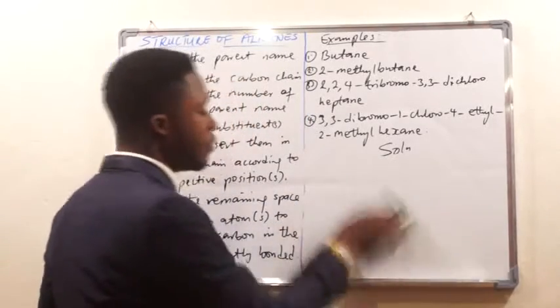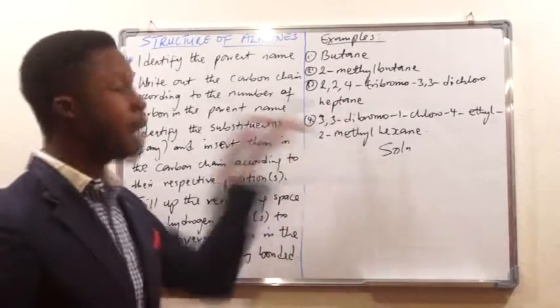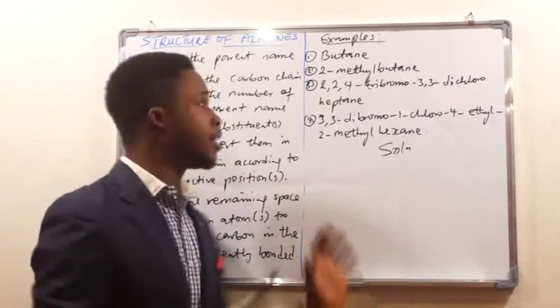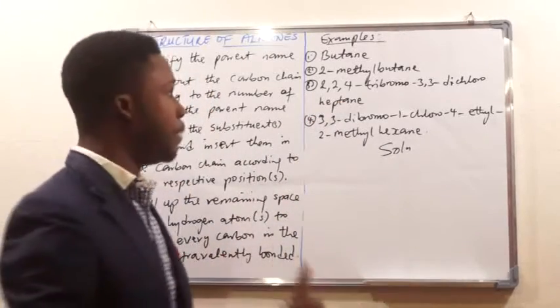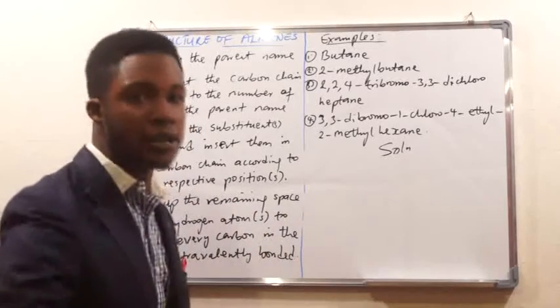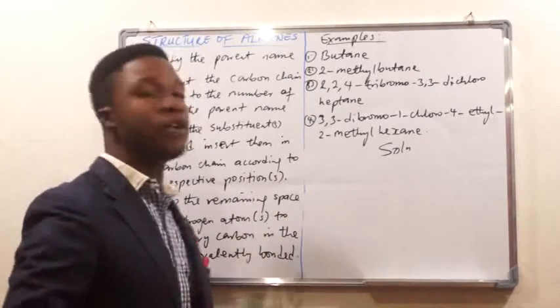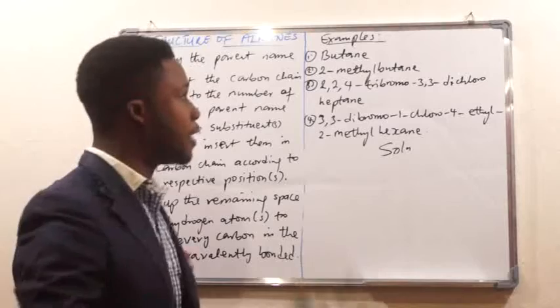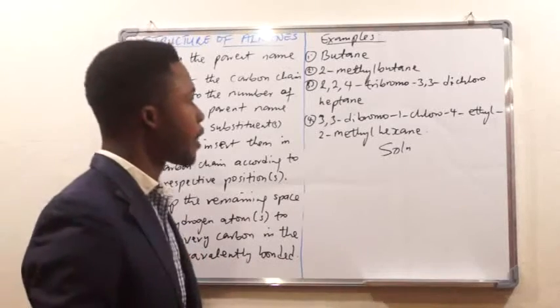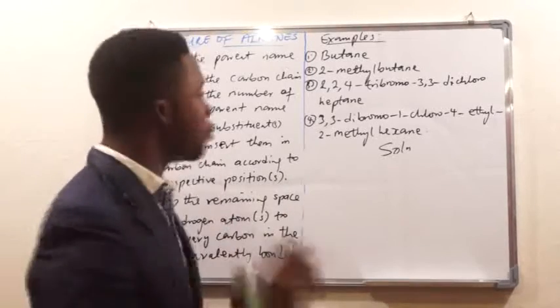The parent's name comes last, of course. We see it: heptane. And from our previous class, we saw that heptane simply means 7 carbon atoms. Hept, 7 carbon chain, 7 carbon atoms in a chain. Now, that is the first thing we'll write.